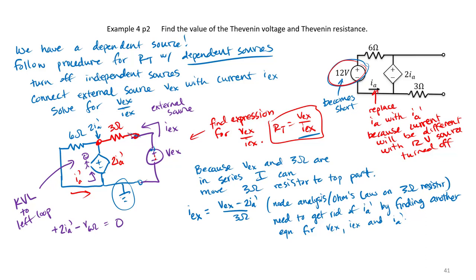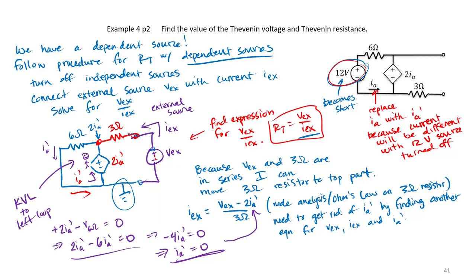And wait a minute, we know that current IA prime must be flowing through the left loop, because we're told IA prime is flowing throughout that left-hand loop. So that means 2IA prime minus V6 ohms, that's minus 6 IA prime, equals 0. This must be true by Kirchhoff's voltage law. Well, the only way for negative 4 IA prime to equal 0 is if IA prime equals 0. Well, there's our other equation.